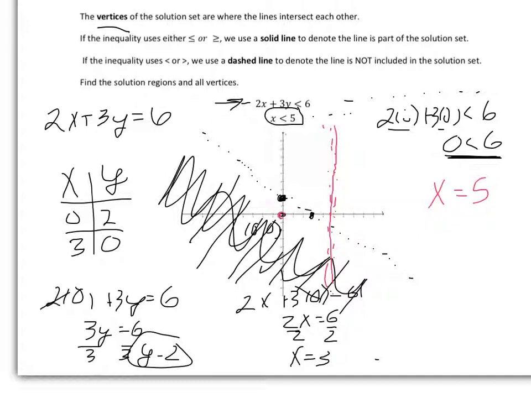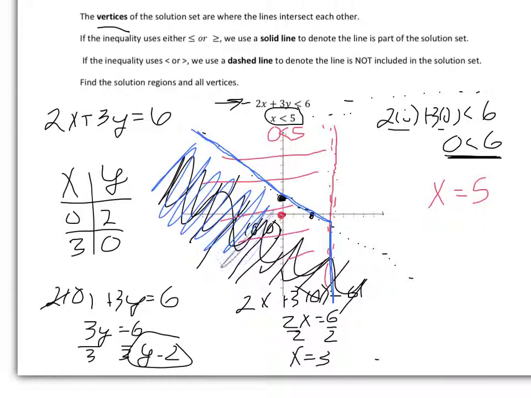For x is less than 5, we pick a test point again. We can pick (0, 0) and plug it in here. Is 0 less than 5? It is. So we want this to be part of our solution region, so we're going to shade to the left. Now, in MyMathLab, it just wants you to shade the solution region, which is where these things are overlapping. So our solution region is just this piece right there and this area underneath it. In MyMathLab, you'll graph both lines, and then there's a little paint can icon. You click on the paint can and select that region right there. So we found the solution region.